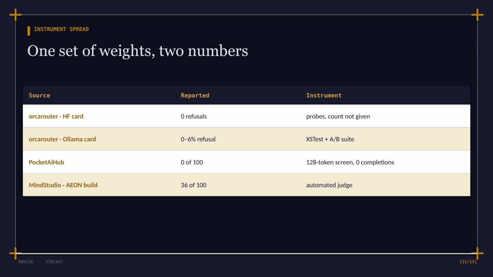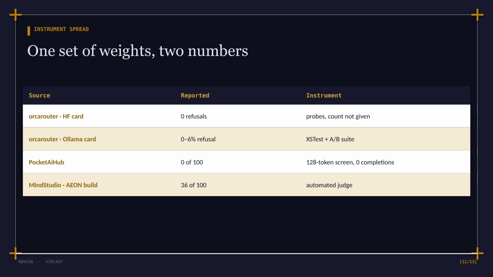The first two rows there are the same publisher describing the same weights on two different surfaces, and they disagree. A flat 0 on Hugging Face, a range topping out at 6% on Ollama. The Ollama card is actually the more rigorous of the two. It names its test set. It distinguishes refusal from over-refusal, and it reports a range instead of a point. It is also the one nobody quotes.